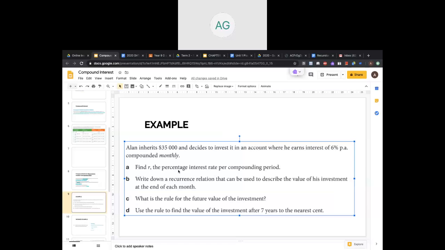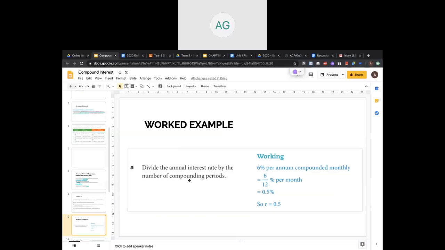Then you need to write down the recurrence relation. Then you need to write down the general rule. And then you need to find the value of investment after 7 years. So let's start with what is given to us. So we know the principal amount, V0, that is $35,000. And we know that he's earning interest of 6% per annum.